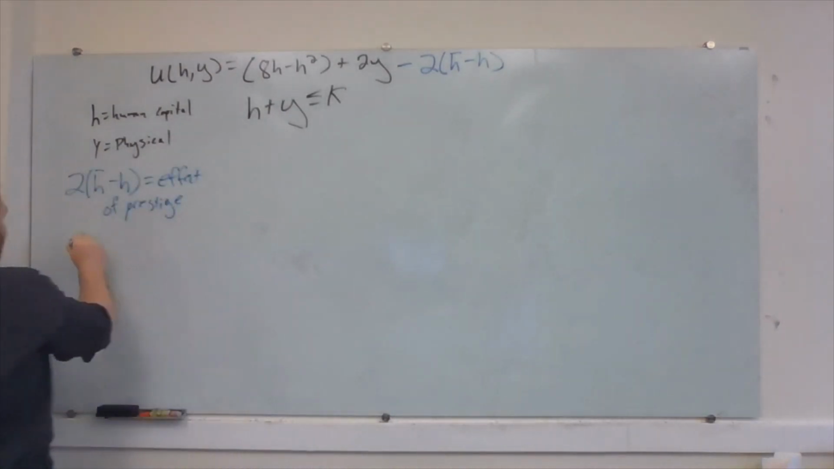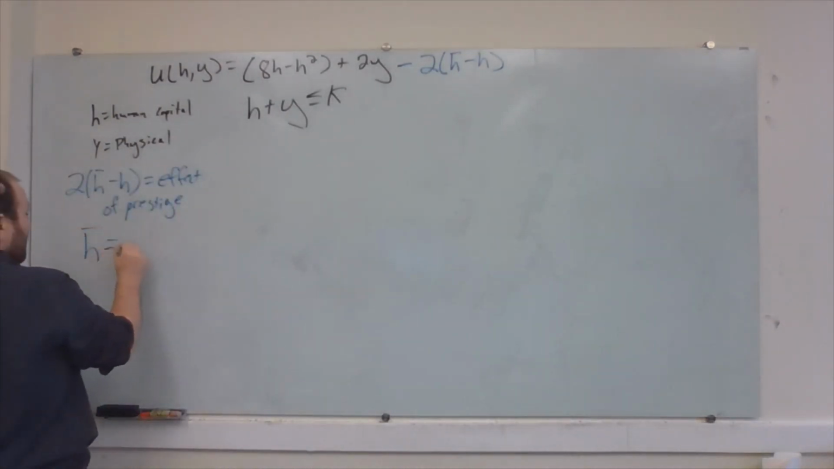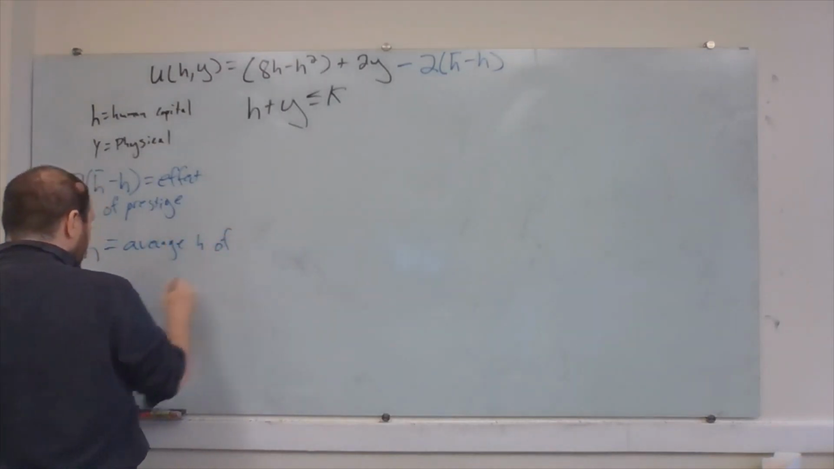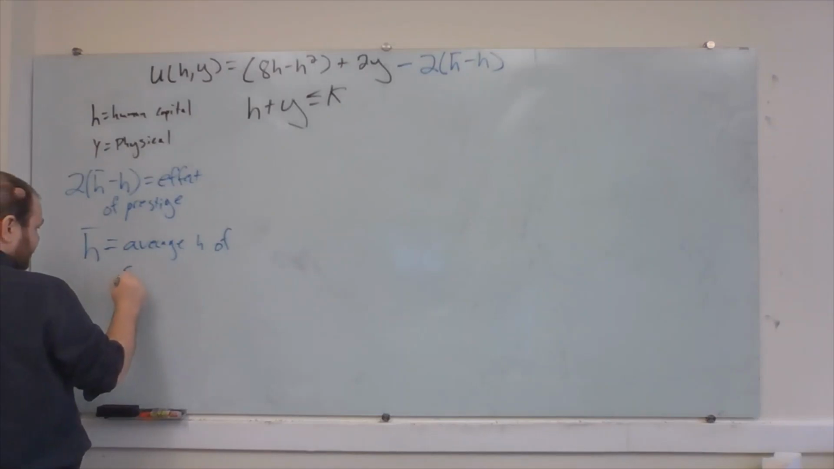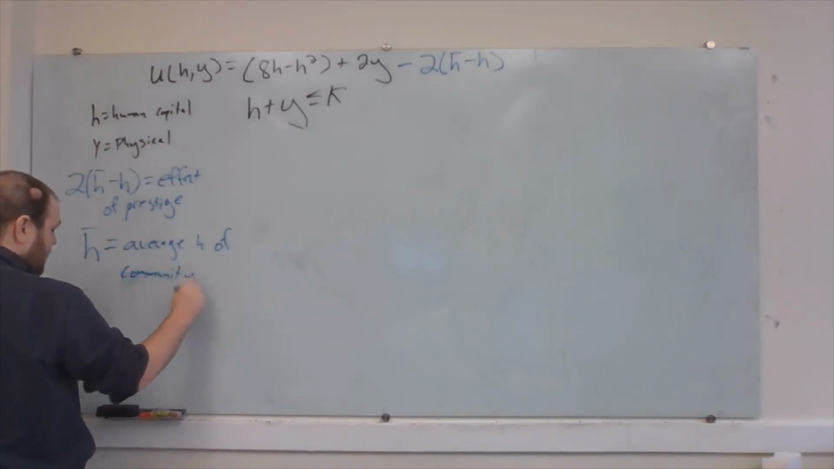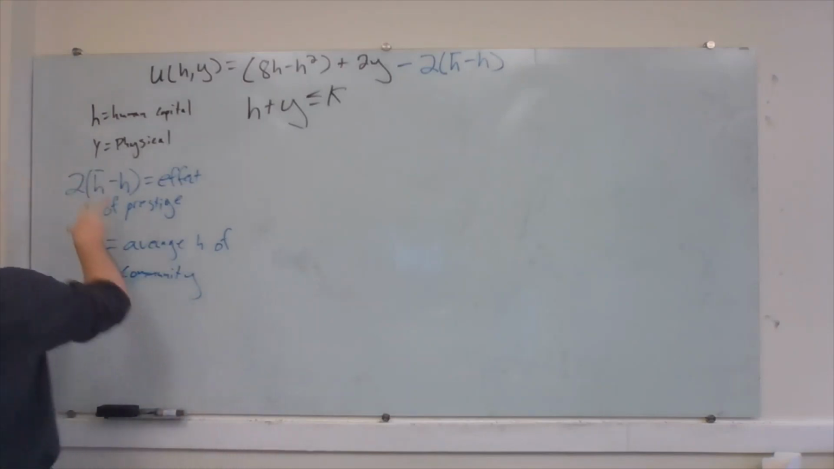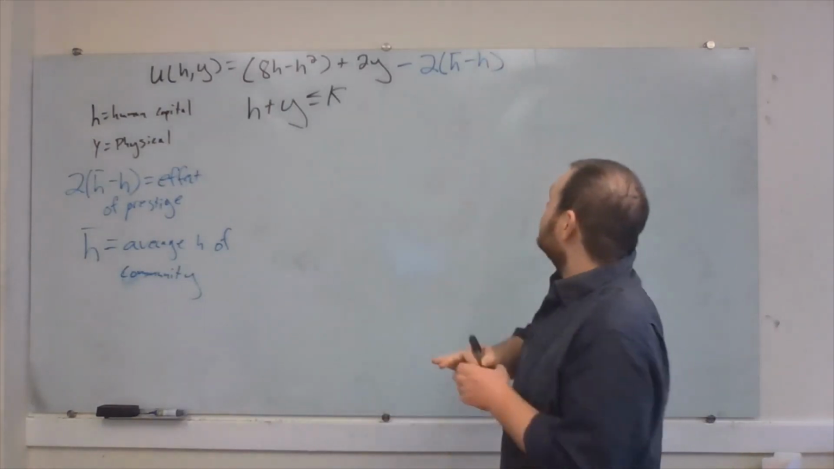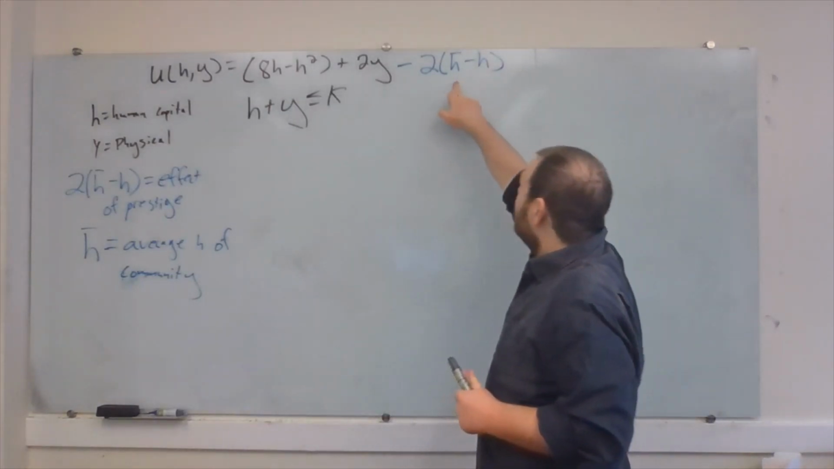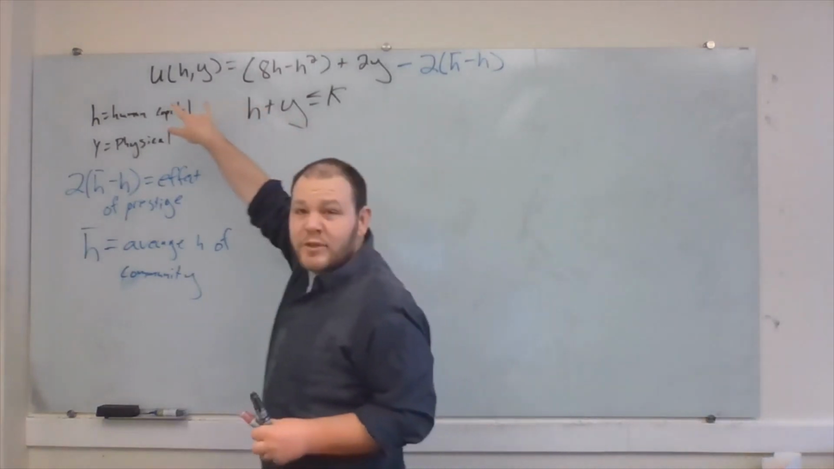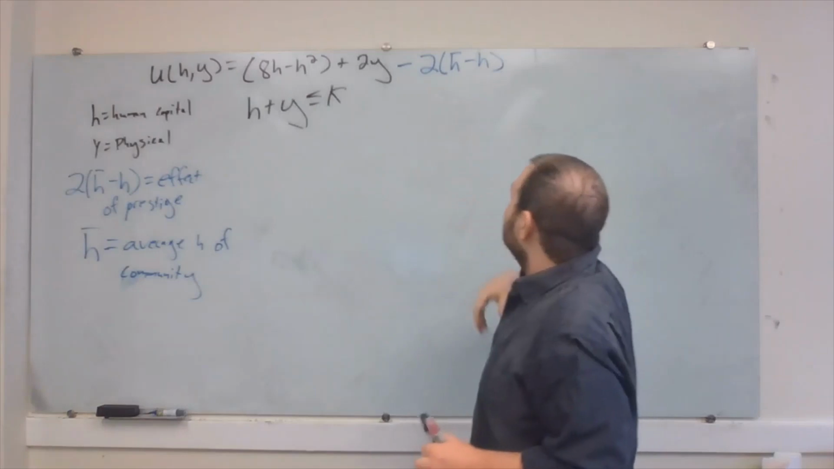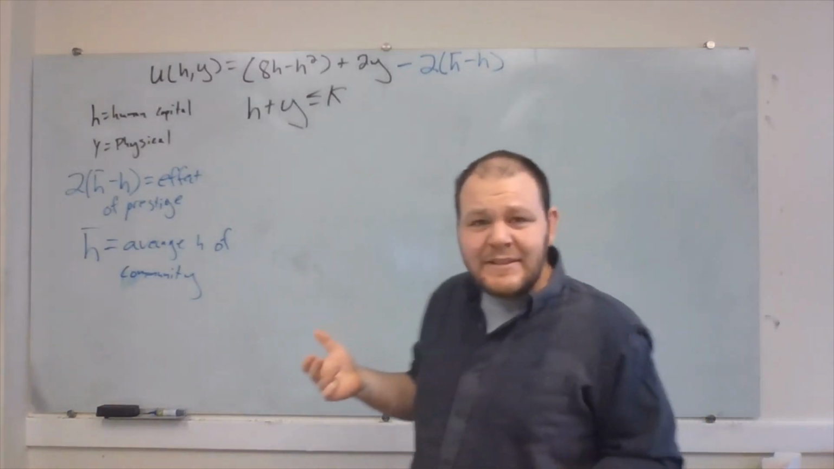So h bar is going to be the average human capital of, let's say, your family or community, your siblings or cousins. Therefore, h bar minus h is essentially how much less educated you are than the average. So if you've got an h lower than h bar, you are going to feel ashamed of yourself. You're going to have lower utility. If you've got h greater than h bar, you're going to feel pretty great about yourself. Does this make sense? Great.